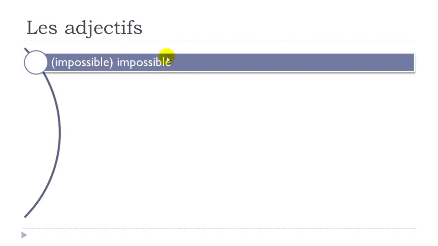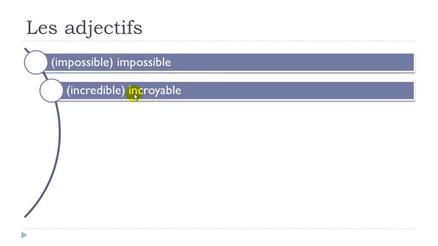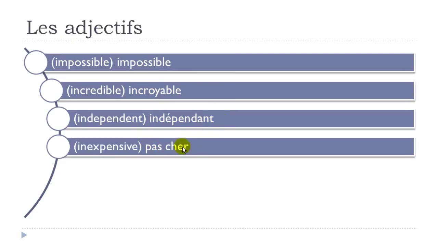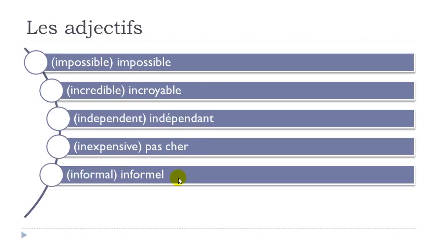Impossible. Don't insist on the final E. Impossible. Incroyable. Okay, same thing here for the final E. Don't pronounce it. So, incroyable. Incroyable. Incroyable. Indépendant. Final T not pronounced. Pas cher. Informel.